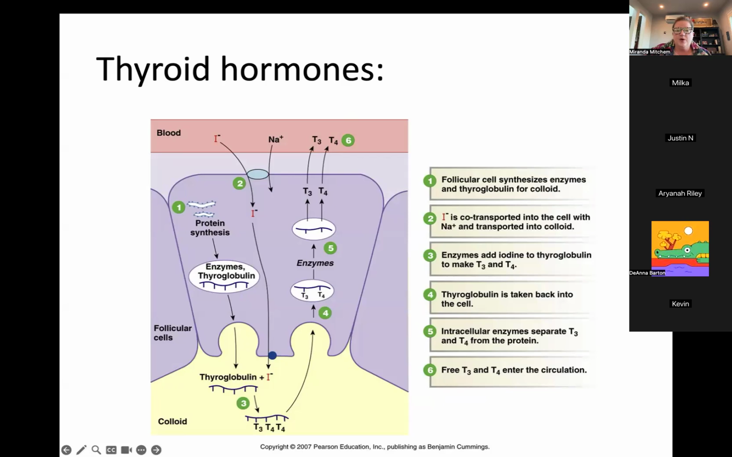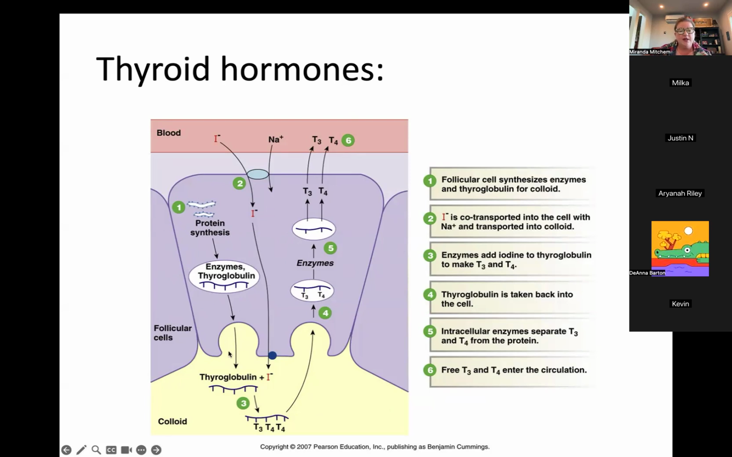Okay, so we'll review this pathway. We begin in the follicle cells. This is the center, the colloid, and the layer of follicle cells. And we have the production of what's called thyroglobulin. This is a large molecule. Anytime we have globulin, it means it's very large. But there are also enzymes that are necessary that are produced by those follicular cells as well.